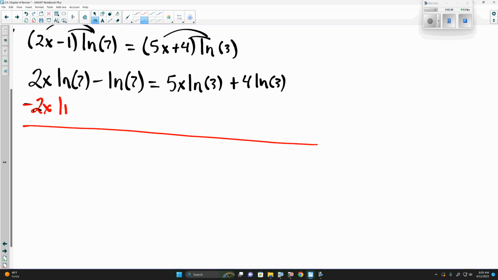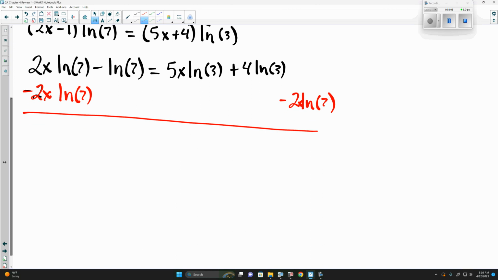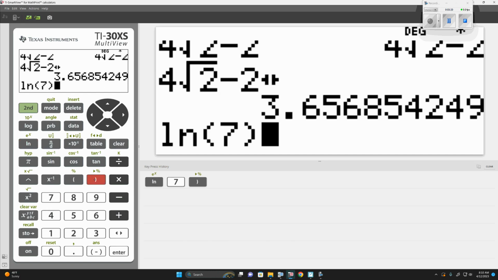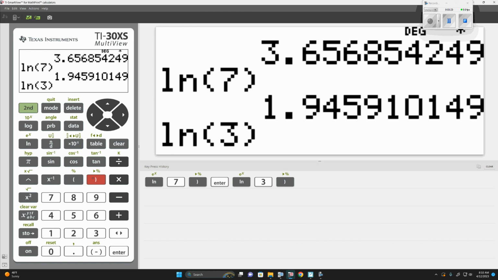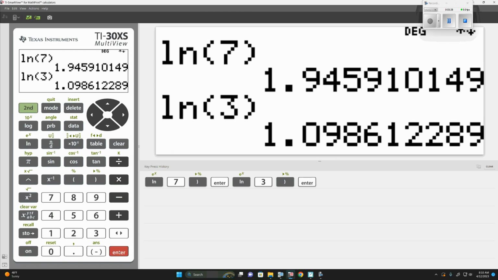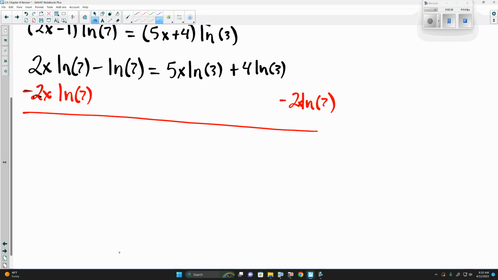So what I can do is subtract 2x ln of 7 from both sides. Can these combine? They do not, because they're two different terms. If they were the exact same, if they were both ln of 3 or ln of 7, then we could combine them. Because ln of 7 and ln of 3 are both two different numbers. They're just representations of a number itself.